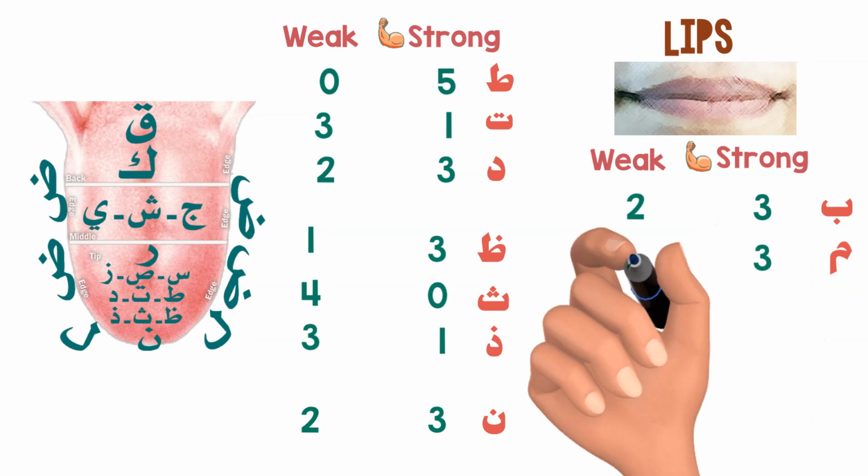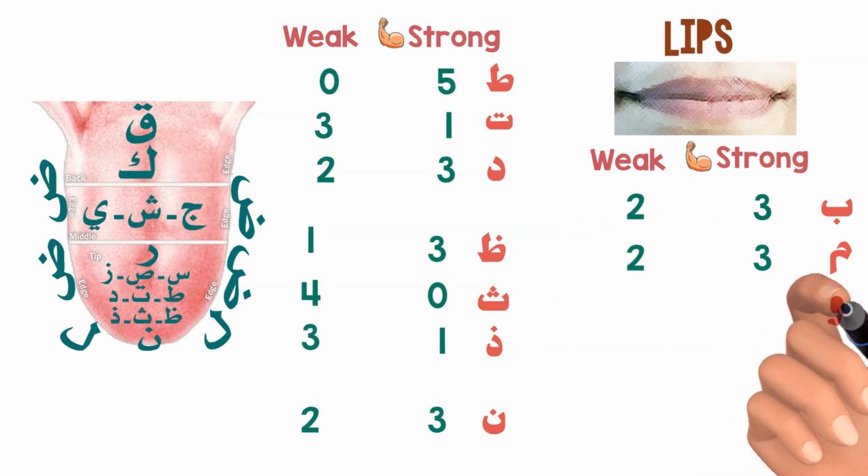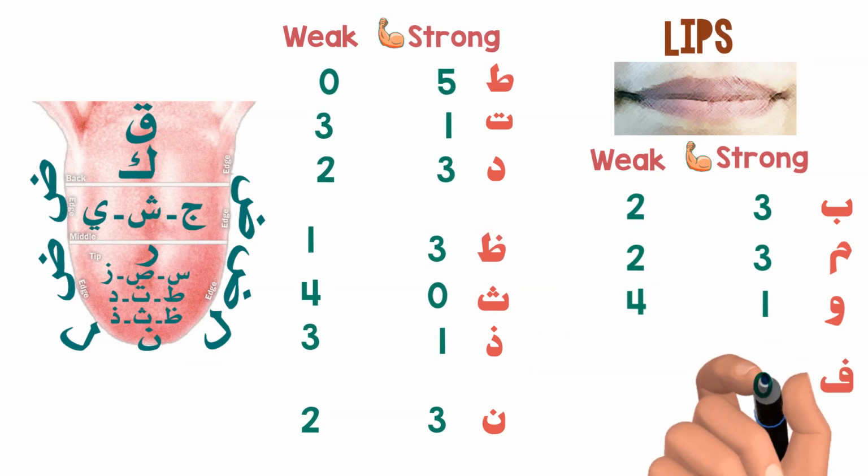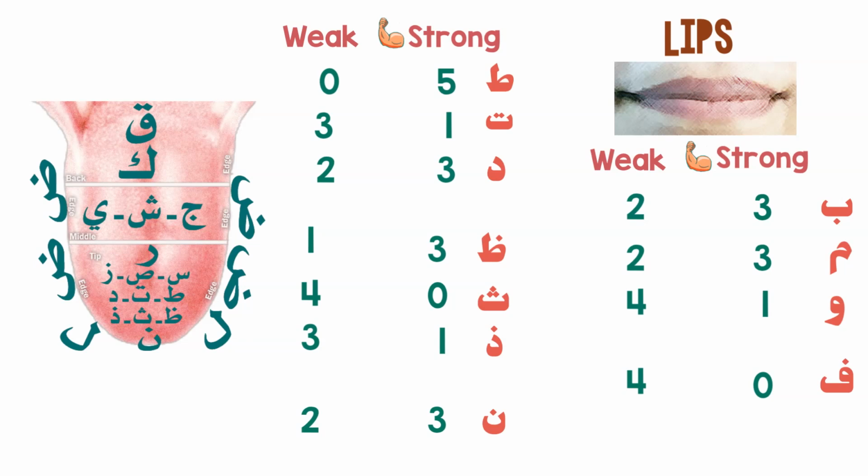Now we came to the lips major articulation point with two minor ones. The first for ba, mim, and waw. The ba has three strong characteristics and two weak ones. The mim, same, three strong, two weak, while the waw has only one strong and four weak ones. Now the second minor articulation point in the lips, only for the fa, which is from the weakest letters with zero strong characteristics and four weak ones.